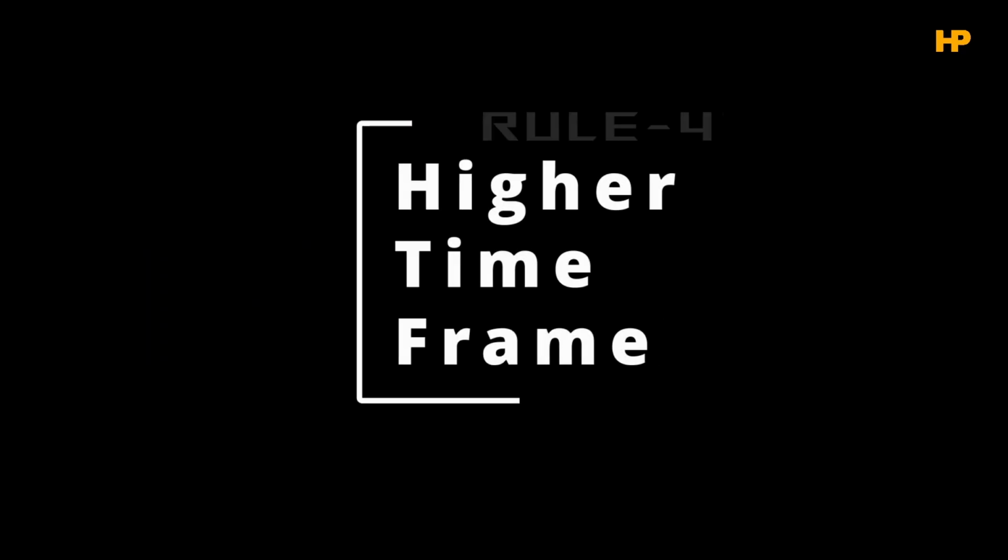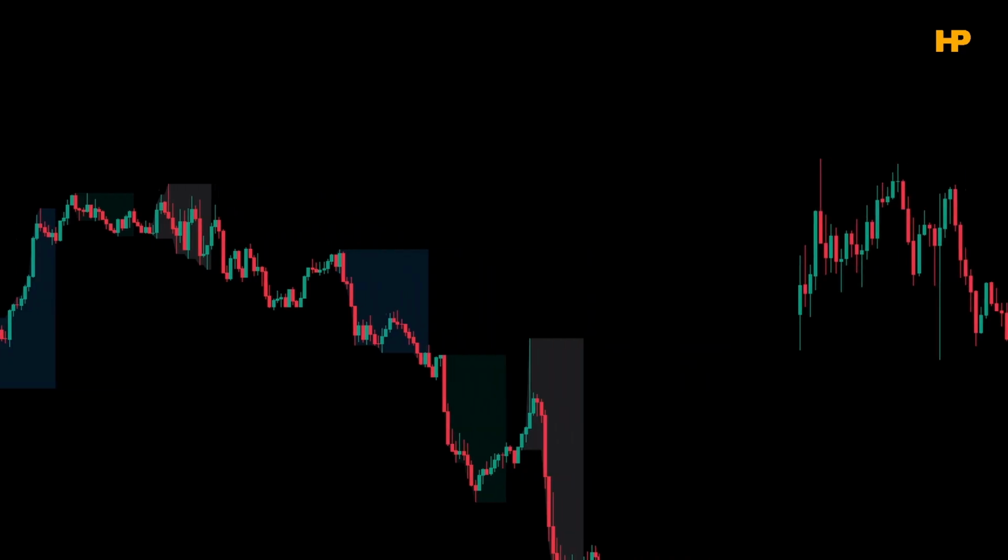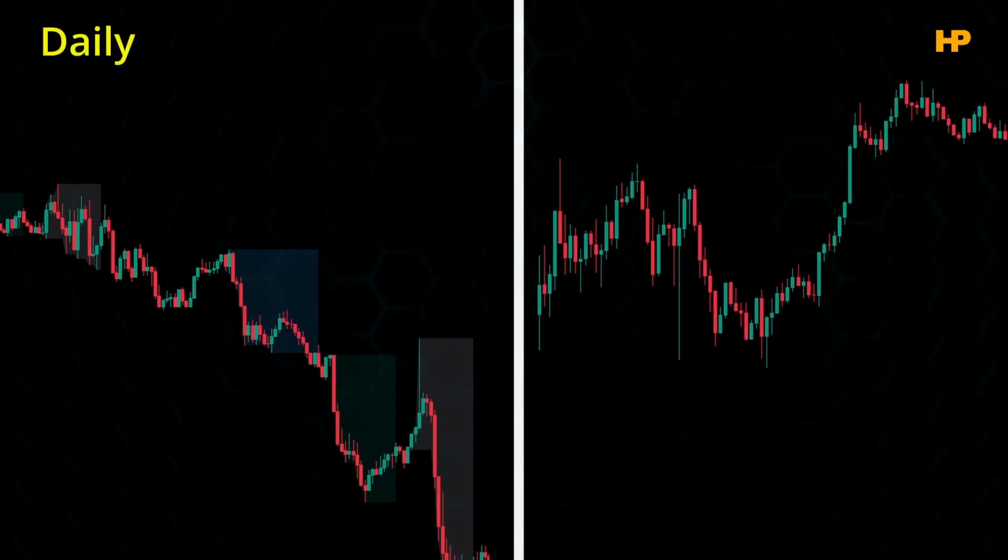The rule number 4 is stick to higher time frames. Use a time frame of 15 minutes or higher. Why? Lower time frames are noisy and filled with retail traps. Institutional players operate on the 15-minute, 1 hour, or even 4-hour charts where the real moves happen. These time frames filter out the noise and reveal the levels that matter.